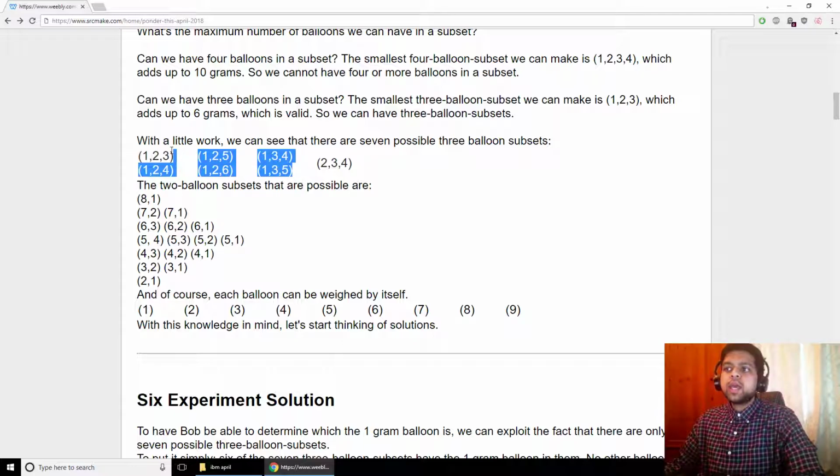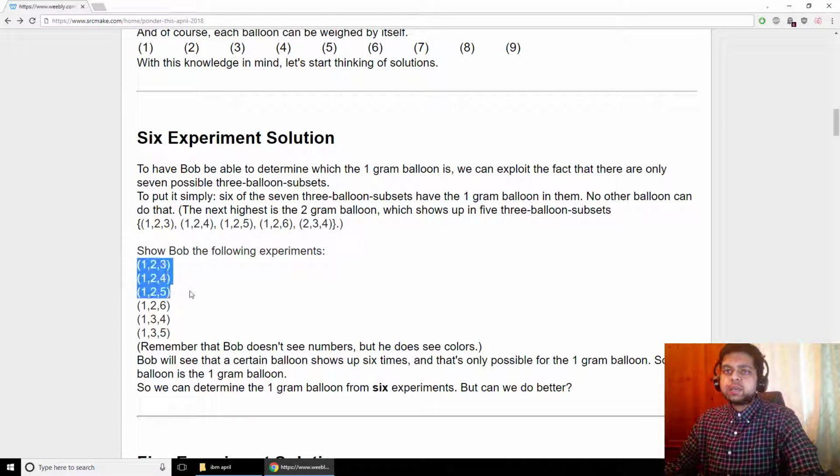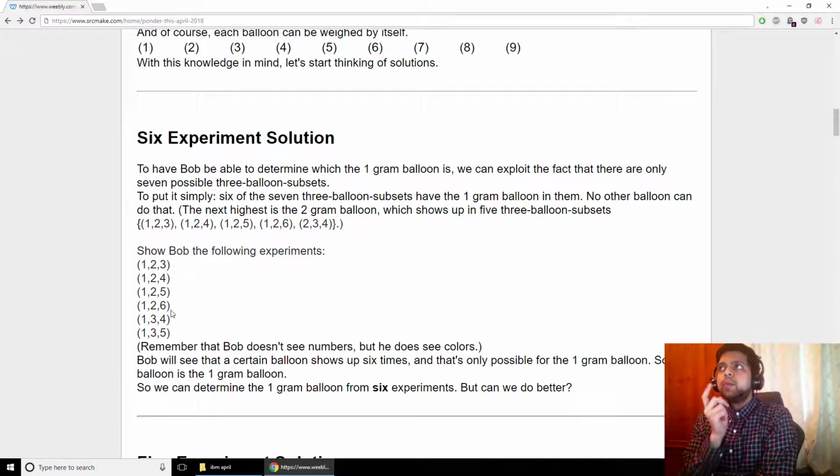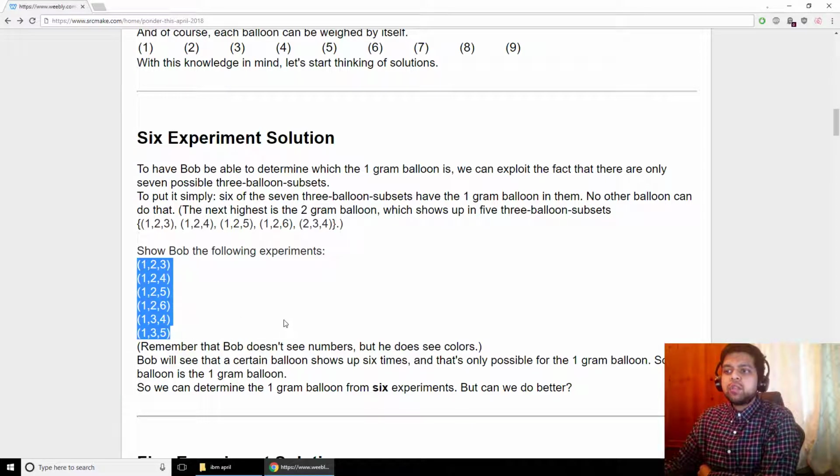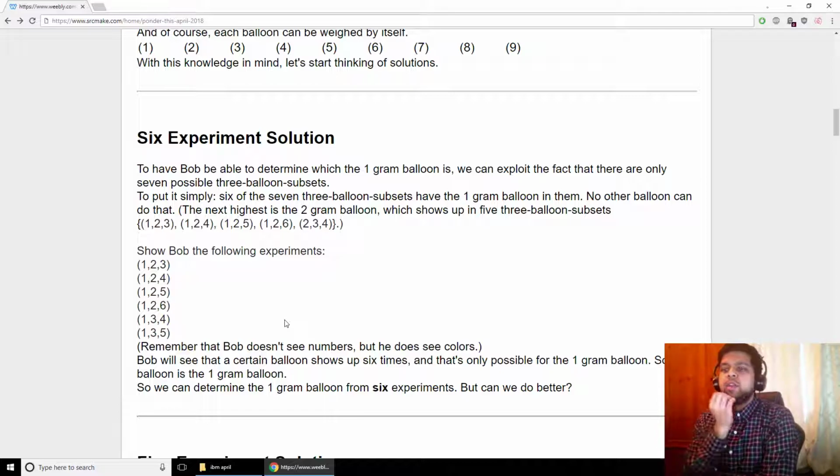But the 1-gram balloon can't show up 6 times, which means that if we show Bob these sets of experiments, these balloon subsets, he'll say, okay, there's this one balloon which has a certain color that shows up 6 times, and I've only been shown 6 different 3-balloon subsets. And the only way that's possible is if that particular balloon is the 1-gram balloon. No other balloon can do that. And so Bob knows that this particular balloon is the 1-gram balloon. So that's a really simple way to show Bob the 1-gram balloon, and we did that in 6 experiments.